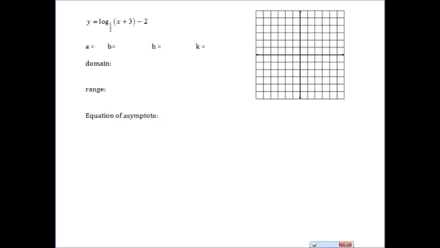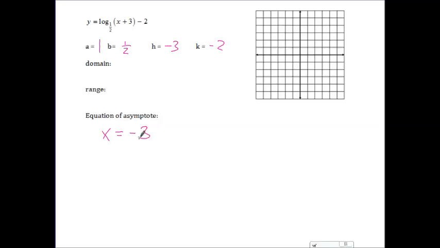Y is equal to log base 1/2 of x plus 3, minus 2. Let's find our a, b, h, and k. A is again 1. B is 1/2. H is negative 3. And k is negative 2. Our h also gives us our vertical asymptote. So let's write that down right away, because that is helpful for our graphing effort. X is equal to negative 3.